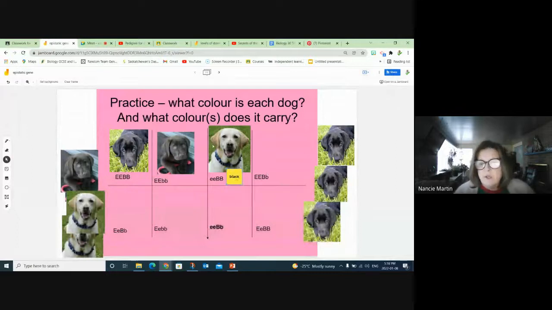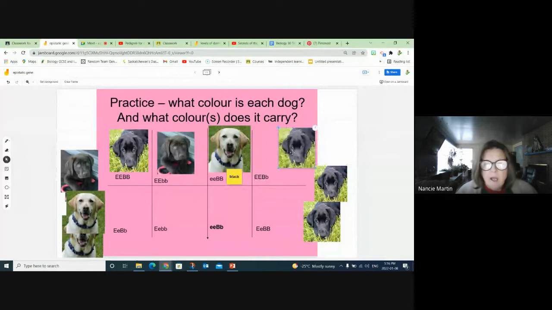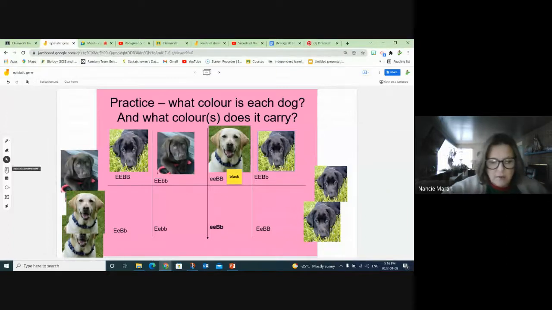Okay, now this one here, we can see it's a black lab, heterozygous, and we can see it doesn't have the recessive alleles, so it's just going to be a black lab. There's lots of black labs, so we'll pick that one. And it's carrying chocolate, so we need to get a little sticky note and say that it's carrying chocolate.